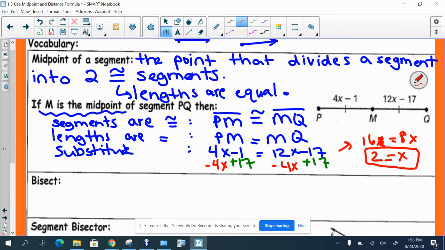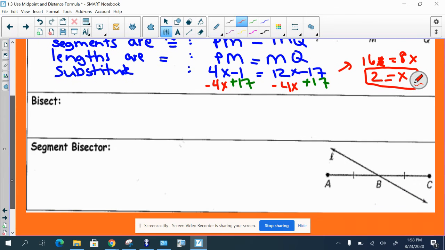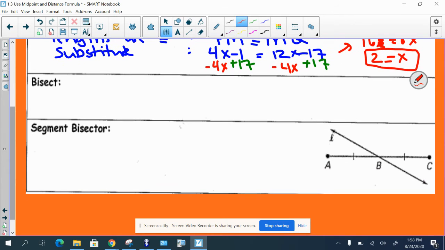But no, I won't be writing out all of this for every single problem, and I don't expect you to until we start doing proofs.